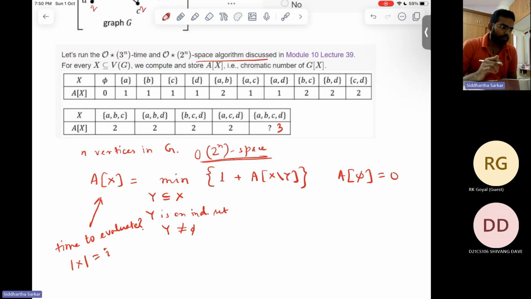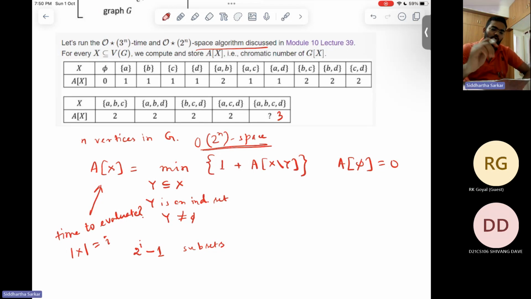So to evaluate x, how many subsets of x are possible? So 2 raised to the power i, minus 1. I mean, minus 1 would be relevant for us in this case. But at most 2 to the i.